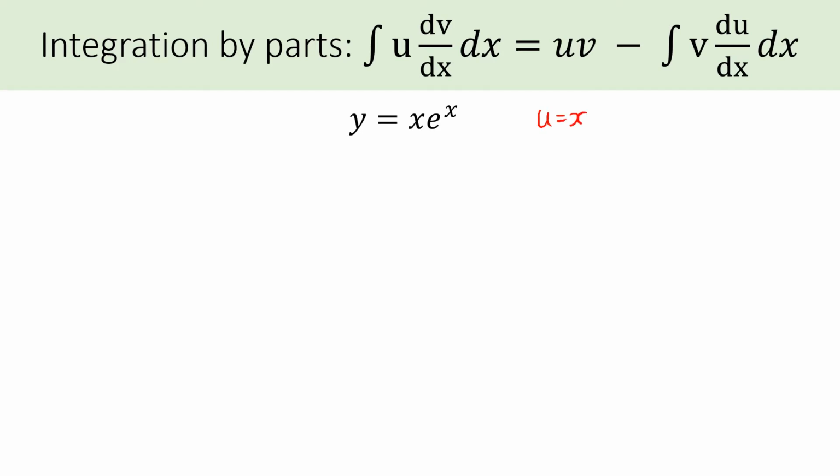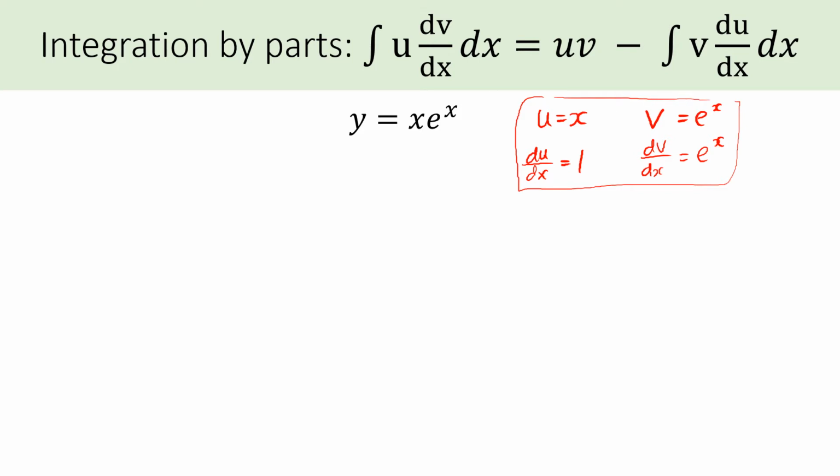We're going to say that u is equal to x, and we're going to say that dv dx is equal to e to the power of x, because those are the two things that are being multiplied together. And if we want to fill in the right-hand side here, we need to find a value for v, and we need to find a value for du by dx. So differentiating x is just 1, and integrating e to the x is just e to the x. We can then sub them into the formula. So it should be uv, so that's going to be x e to the x if we want to integrate y. Take away the integral of v du.